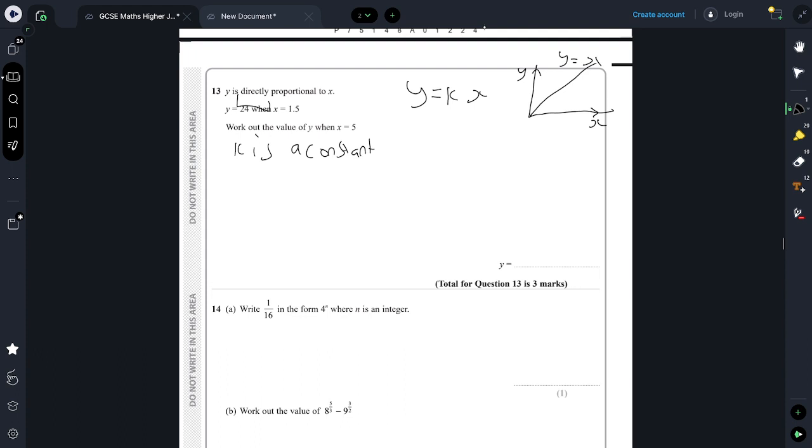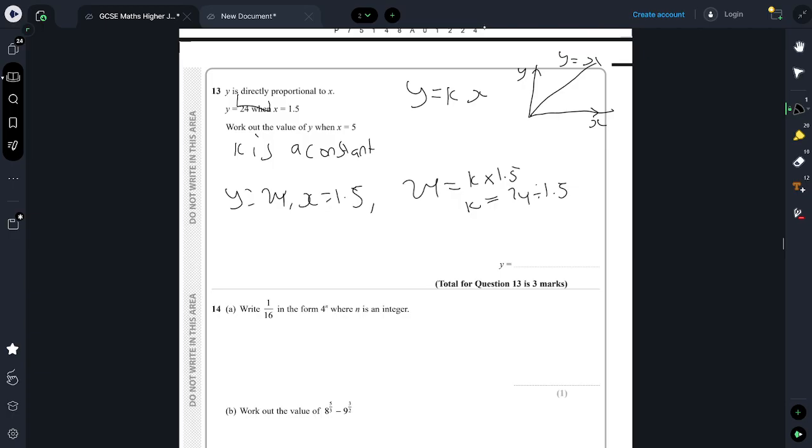Anyway, with that out of the way: y is 24 when x is 1.5. Work out the value of y. Okay, so simply you need to find k. They give you these values for a reason. So y is 24, x is 1.5. It's a bog standard direct proportion question. If you practice this, it should be a doddle. If you substitute this into the equation, it'll always be the same with direct proportion every single time. You get 24 is k times 1.5. So now we want to find k. So k is 24 divided by 1.5.